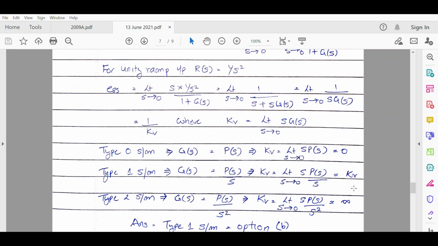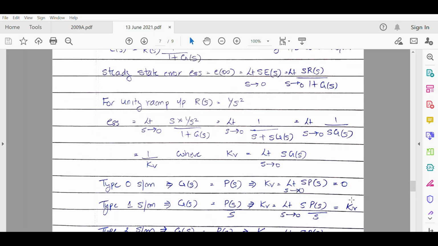Now let us consider the type 2 system, and here g of s would be p of s divided by s square, 2 poles at the origin, and Kv can be represented as limit s tends to 0 p of s into s divided by s square. Now if we apply this limit over here, we'll find out that the velocity error constant is infinity. Now for a type 0 system, velocity error constant is 0, type 2 it is infinity, and for a type 1 it takes a finite value between 0 and infinity.